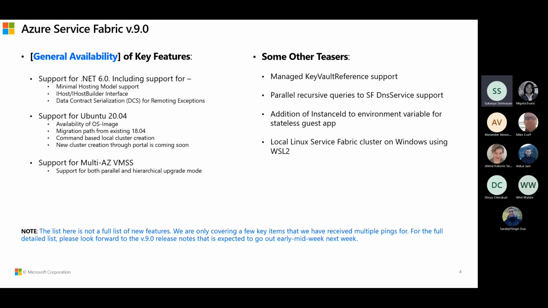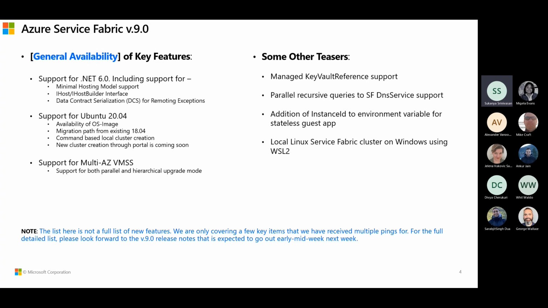The third one that I've called out here is essentially about addition of instance ID. Now, to report the health of guest applications, generally partition ID, replica ID for stateful services, and instance ID for stateless services are required. So far, we have published and documented having partition ID and replica ID as part of the environmental variable list. We are now adding instance ID for stateless services as well.